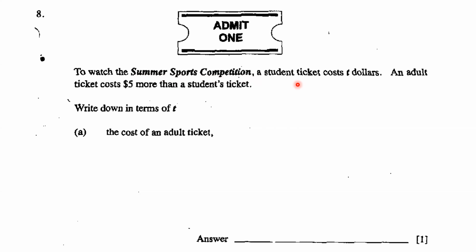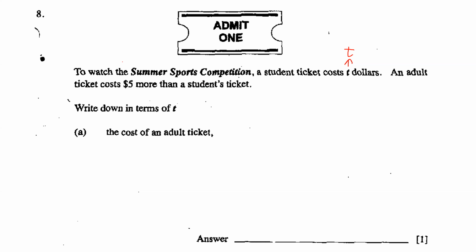a student ticket costs T dollars, and that's actually a T, right? Some students might be confused. Mr. Petit, why T? What is T? Isn't that supposed to be a number, like $5 or $10? T is a variable which represents a specific amount. They do not tell us the specific amount, so we just have to use a variable to represent it. That's how much the student ticket costs, a certain amount that we don't know, so we just call it T.